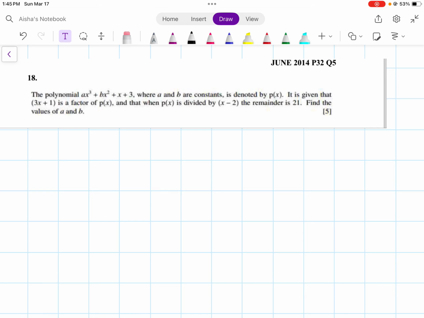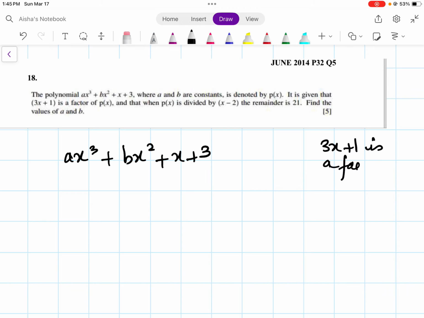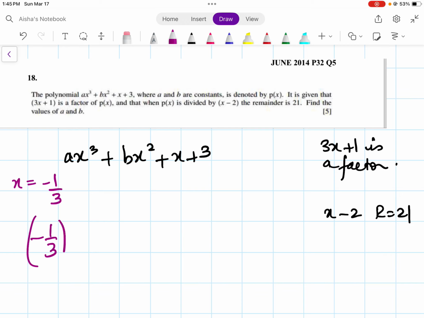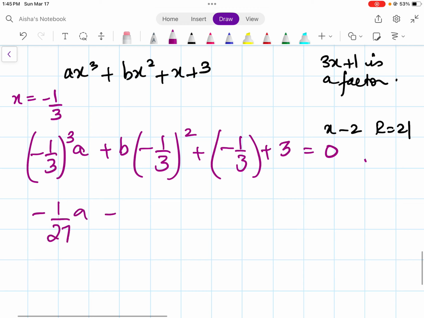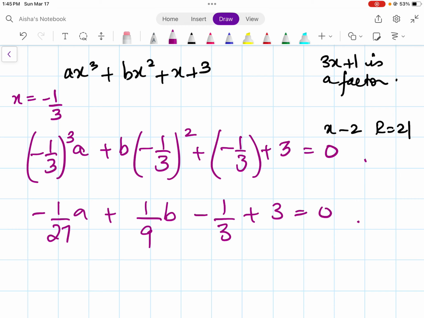They're saying ax cube plus bx square plus x plus 3. 3x plus 1 is a factor, and when it is divided by x minus 2, the remainder is 21. Okay? So that means when the value of x is minus 1 upon 3, the entire equation is equal to 0. That means minus 1 upon 27a plus 1 upon 9b minus 1 upon 3 plus 3 equals 0.